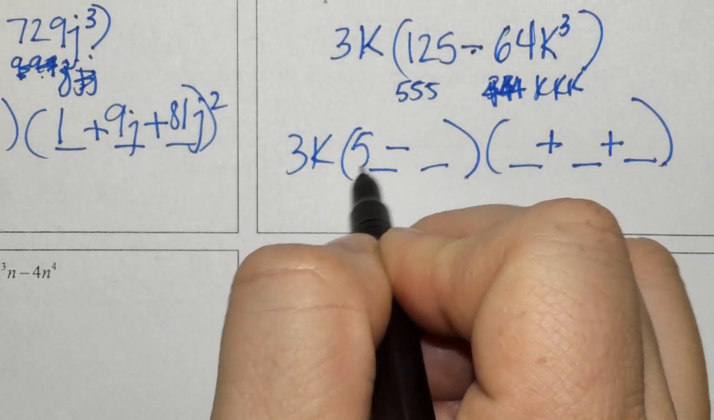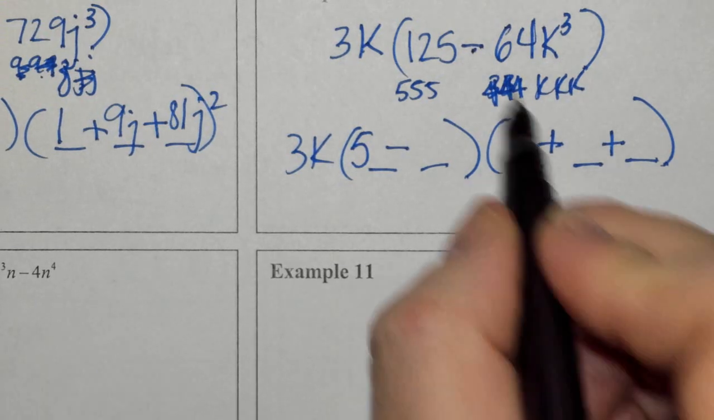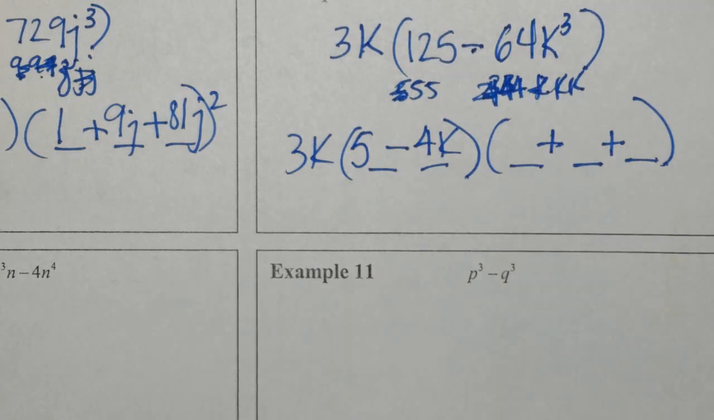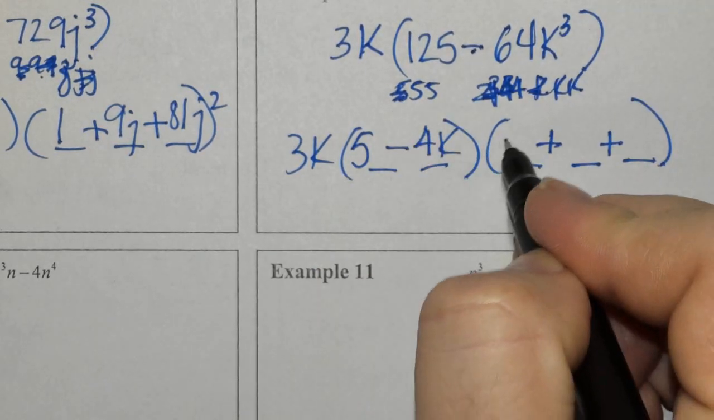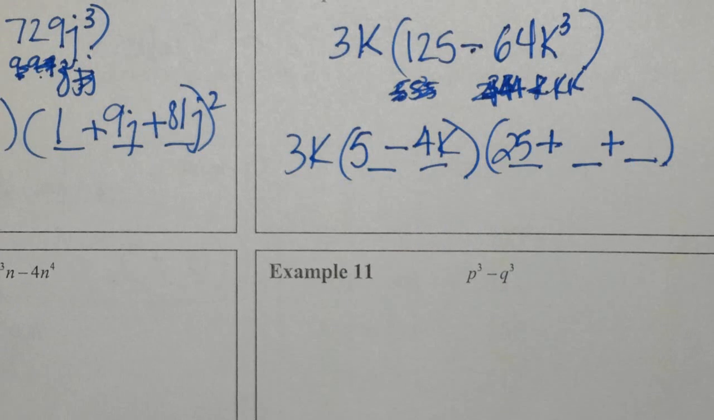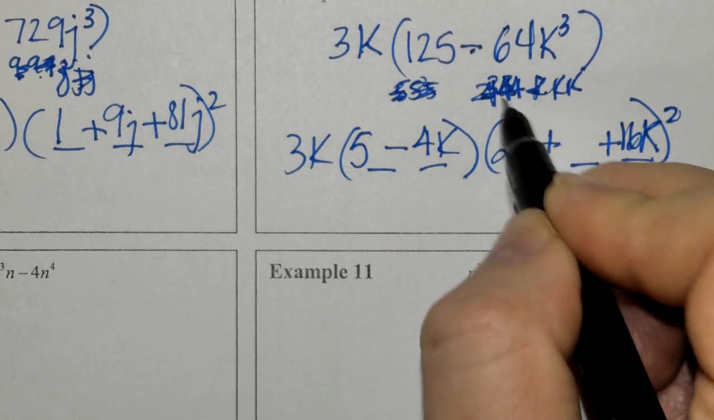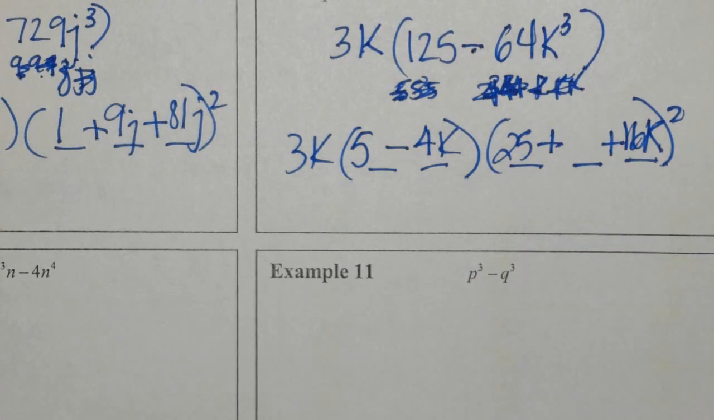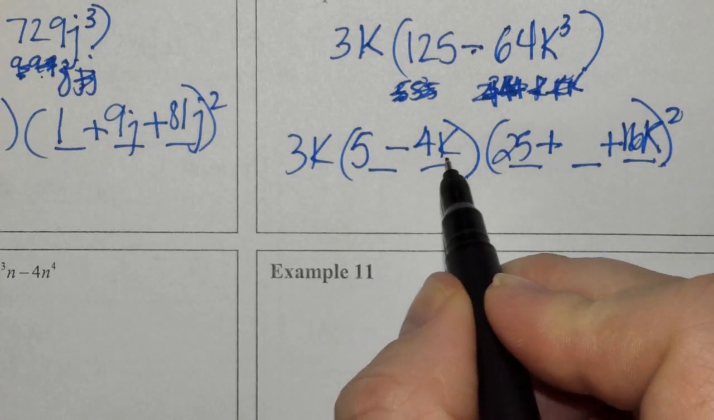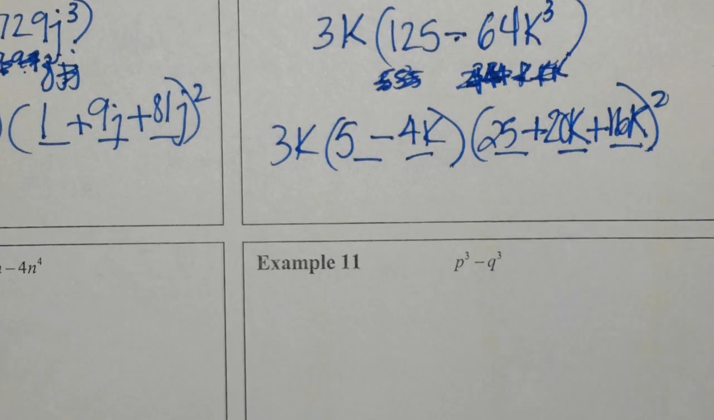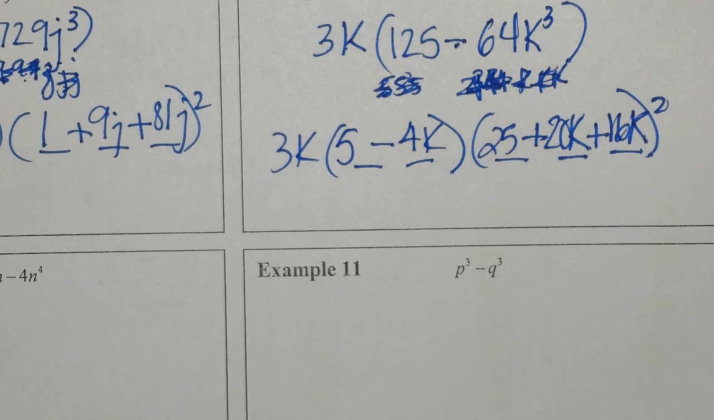Bring down 5. It comes from the front. It remains in the front. Bring down a 4k for the back. 5 times 5 comes from the front. It remains in front. 4 times 4 is 16. k times k is k squared. Comes from the back, remains in the back. How do I get the middle term? 5 times 4k is 20k. Go on to example number 10, please.